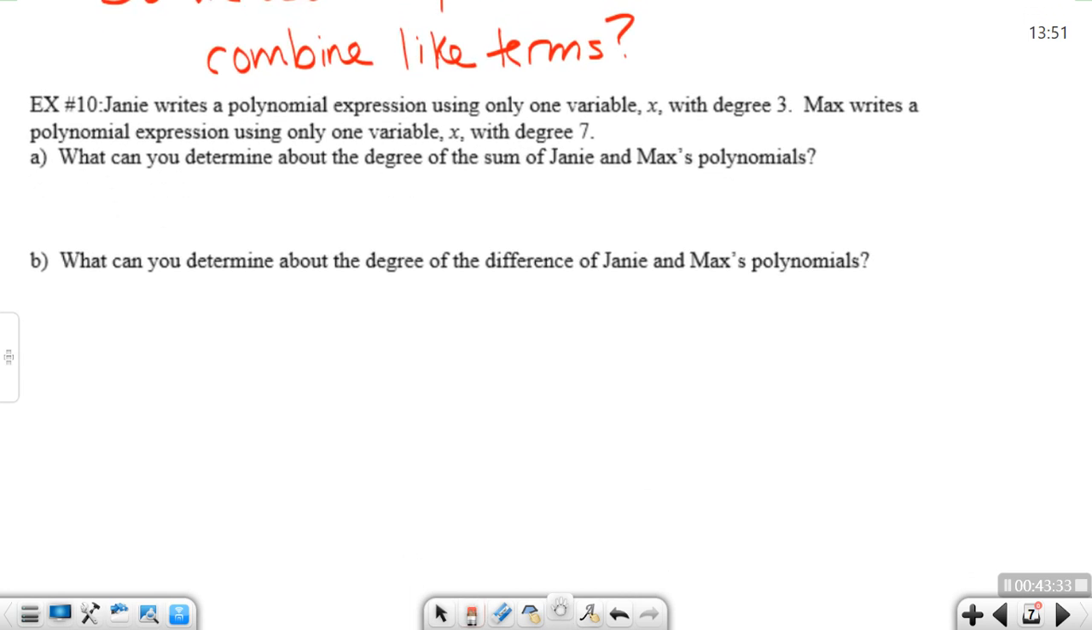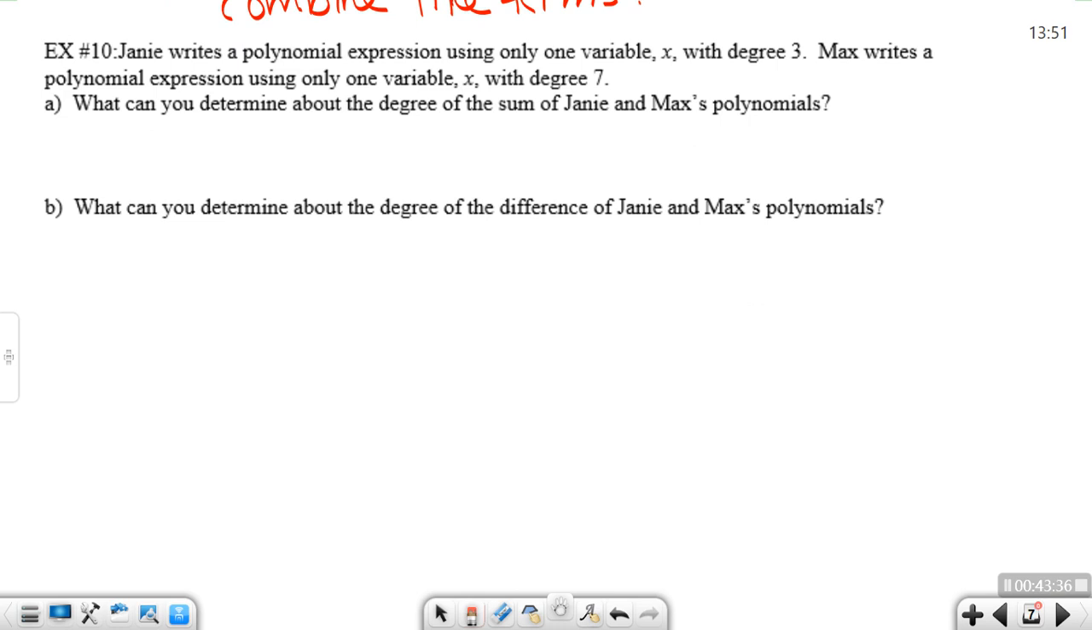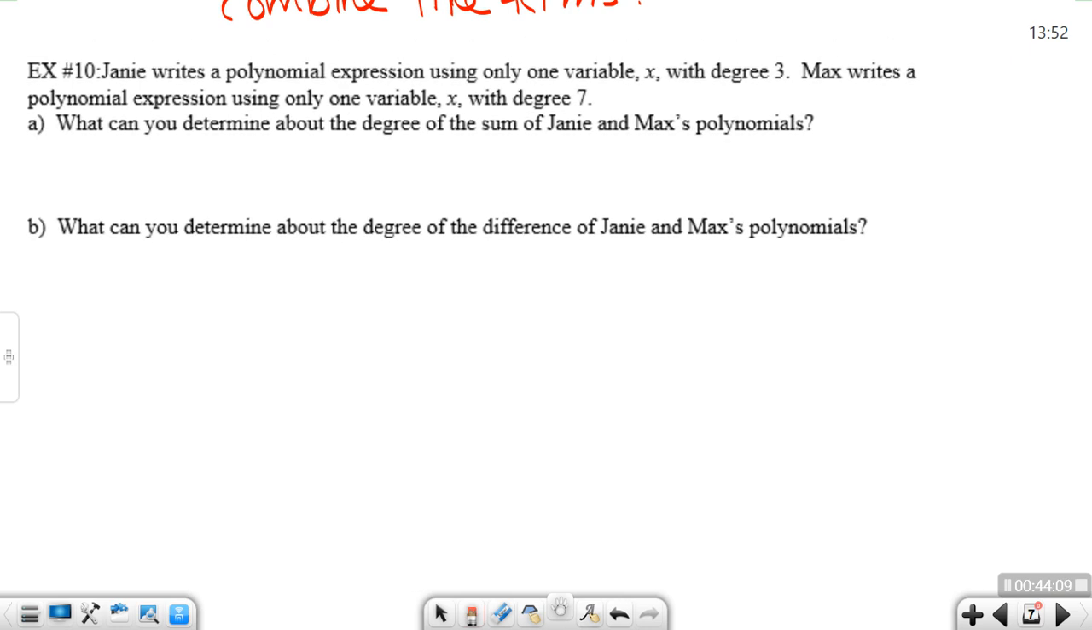Let's move on to our last example here, example 10. Janie writes a polynomial expression using only one variable x with degree 3. Max writes a polynomial expression using only one variable x with degree 7. What can you determine about the degree of the sum of Janie and Max's polynomials? Now, we don't actually know what Janie and Max's polynomials look like. They could be monomials, binomials, trinomials, or larger than that. All we know is that Janie has degree 3.